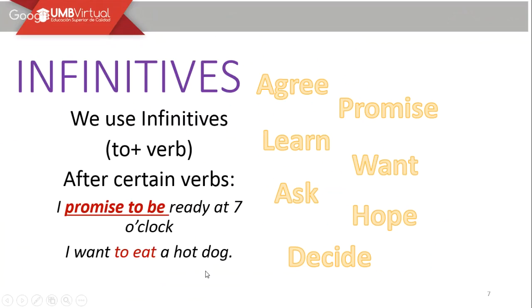Ahora vamos con los infinitivos. Entonces habíamos dicho que los infinitivos los utilizamos cuando tenemos el to y el verbo que le sigue, after certain verbs, like I promise to be ready at 7 o'clock, or I want to eat a hot dog. Right there we can see two examples. Entonces, en el primer caso los infinitivos también son aquellos verbos que van seguidos por el to porque es una de las reglas que se maneja en inglés.